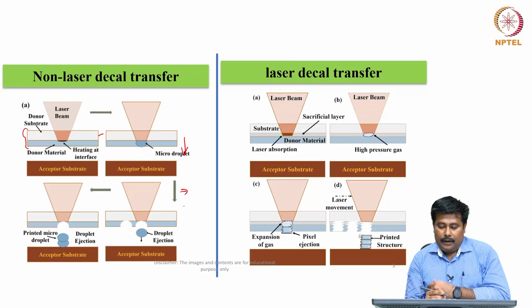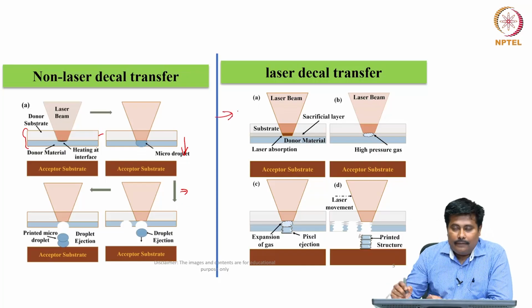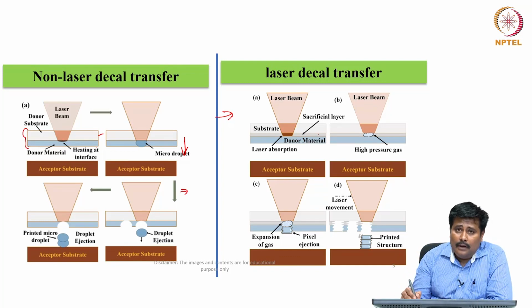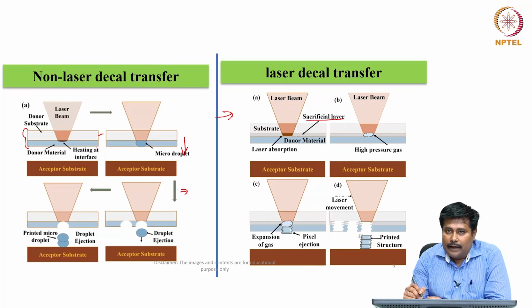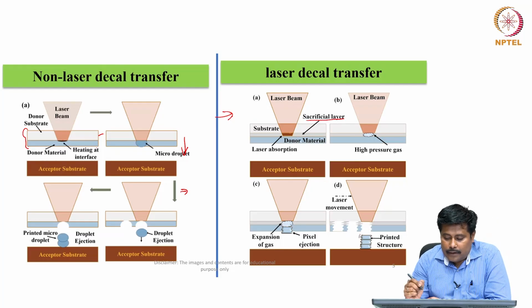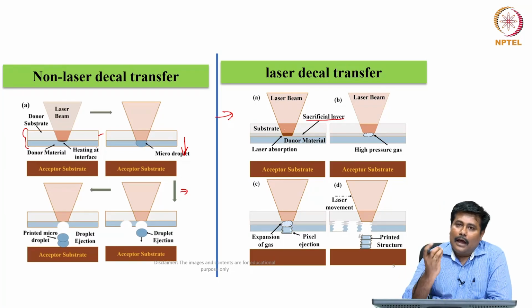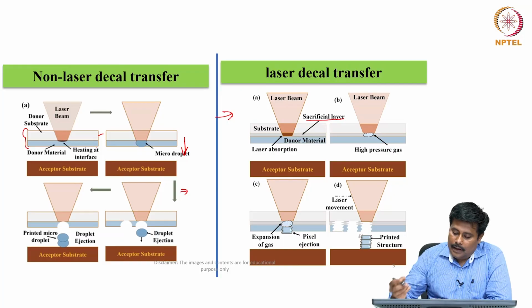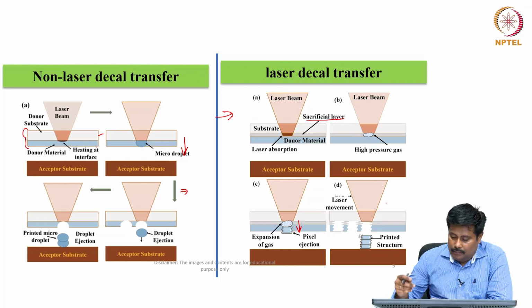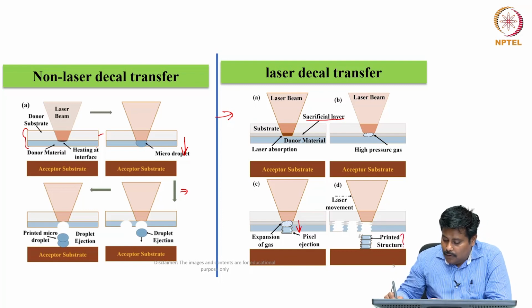In order to avoid that, there is a second technique available, which is called laser decal transfer. In this laser decal transfer, we introduce a sacrificial layer over here. The laser beam is made to interact on the substrate with the sacrificial layer. The sacrificial layer will absorb the laser beam. A high pressure gas is created. This high pressure gas will expand, which will eject the pixel. As the pixel ejection moves, the layer gets transferred over the printed structures.